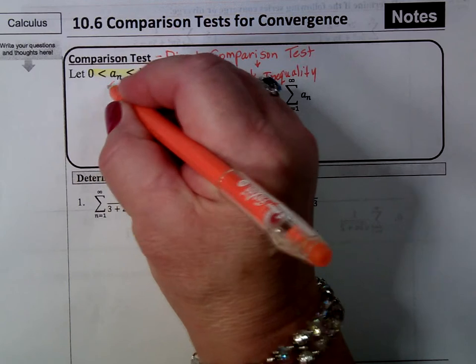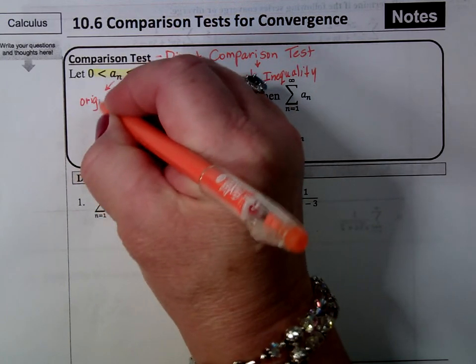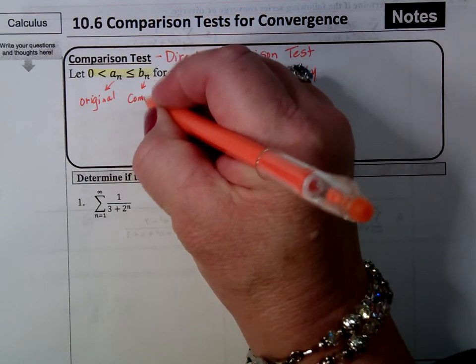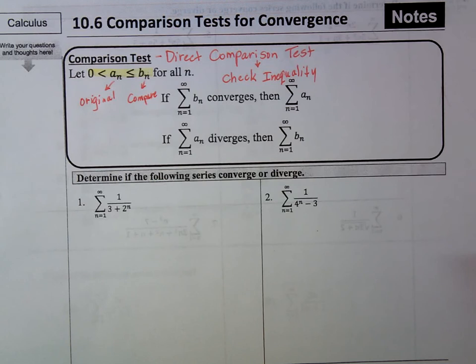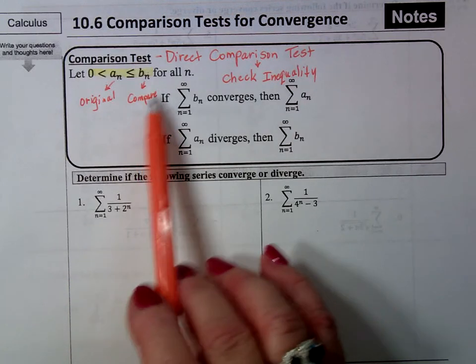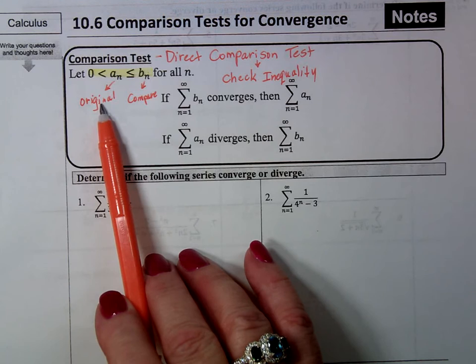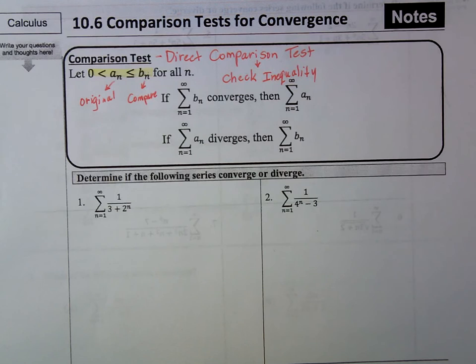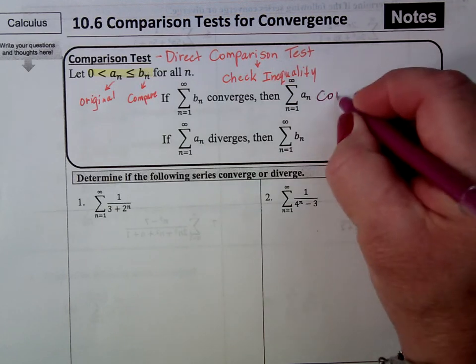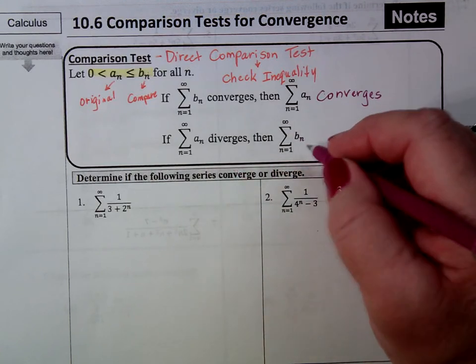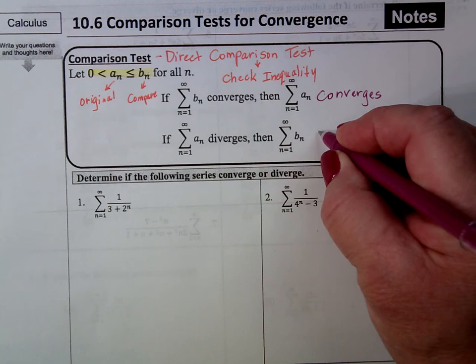A sub n is your original summation, and B sub n is what you're using to compare it to. And so you have to make sure that your B sub n is something that is bigger than what A sub n is. And if it is, then if B sub n converges, then A sub n converges. And if A sub n diverges, then B sub n diverges also.